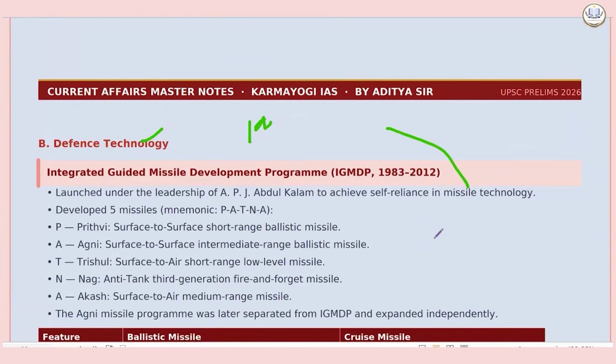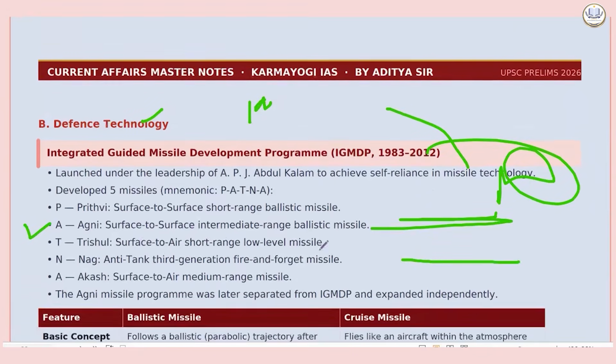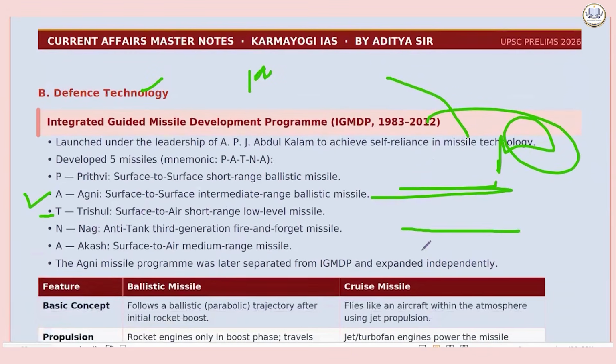P stands for Prithvi. Prithvi is a surface to surface short range ballistic missile. A stands for Agni, surface to surface, again an intermediate range ballistic missile. T stands for Trishul, surface to air short range low level missile. N stands for Nag, that is an anti-tank third generation fire and forget missile. And A is for Akash, that is a surface to air medium range missile.